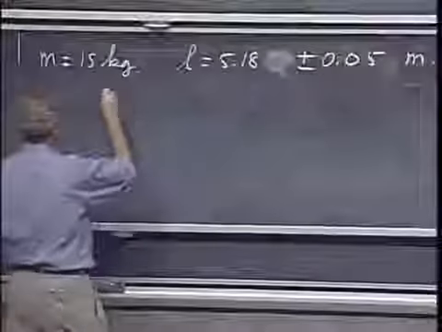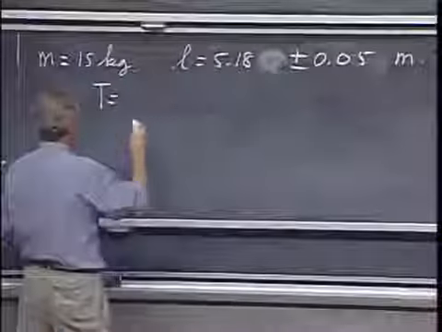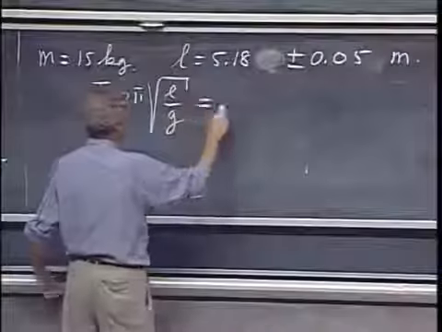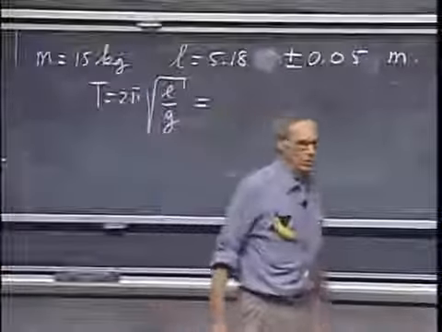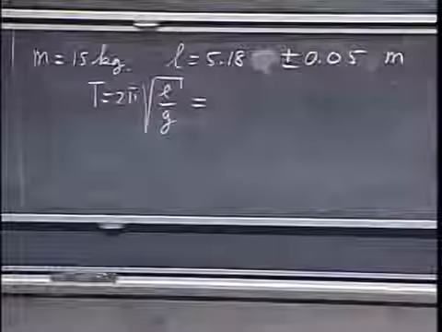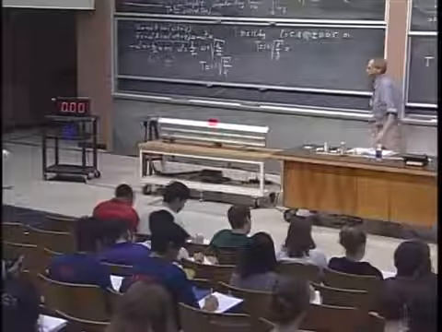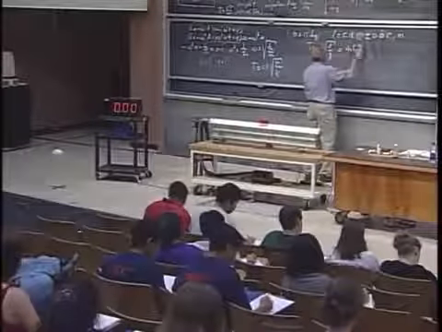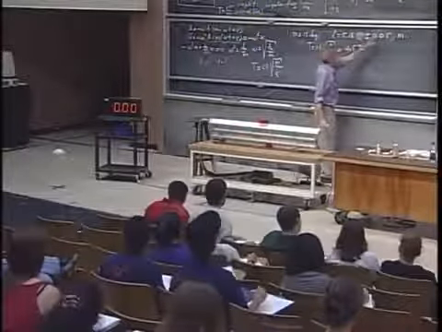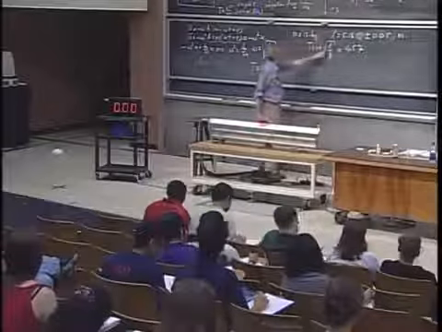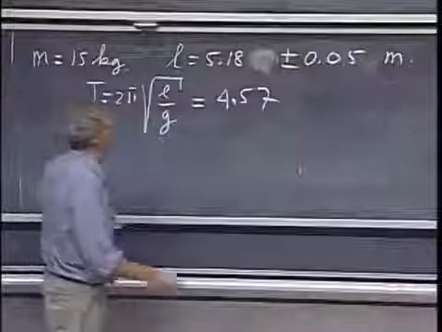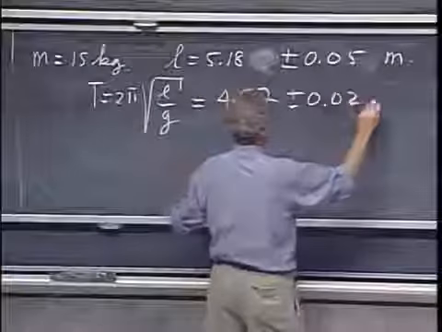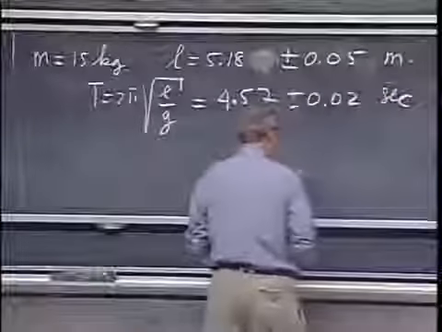The period, which is 2 pi times the square root of L over g, if you substitute in your length of 5.18 meters, you will find 4.57 seconds. Since you have a 1% error in L, you're going to have a 0.5% error in your period, so that is about 0.02 seconds. So this is my prediction.